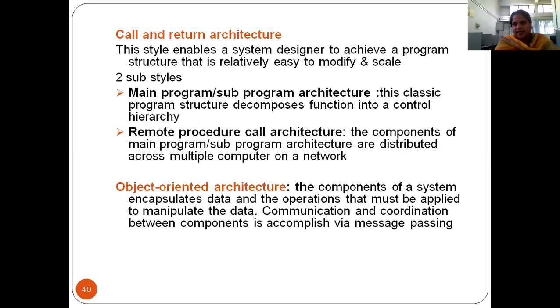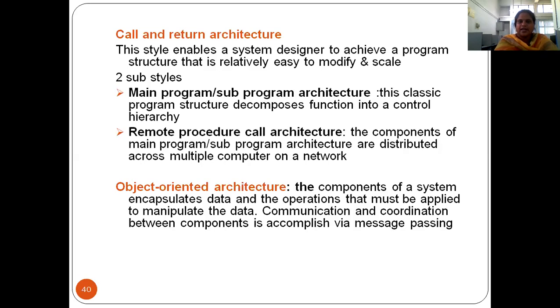What is this main program or subprogram architecture? When you are having a program structure, that program structure decomposes function into control hierarchy. Then it is called main program or subprogram. Next, remote procedural call means the components of main or subprogram architecture are distributed across multiple networks. Then this is called multiple computers on a network. This is called remote procedural call architecture.